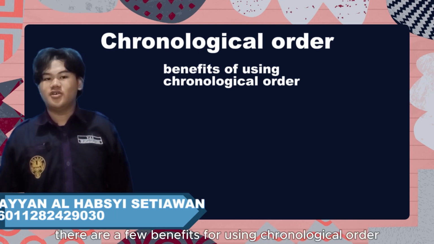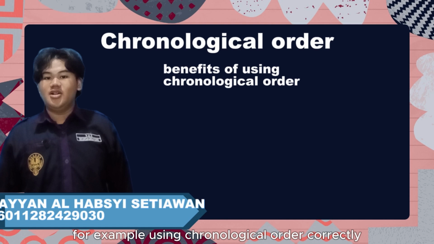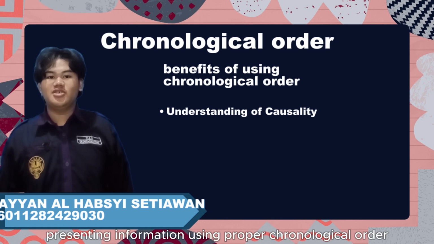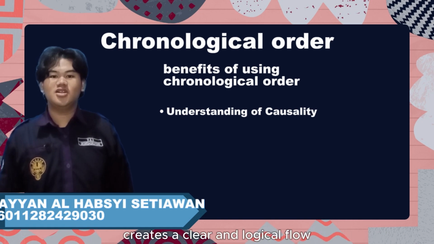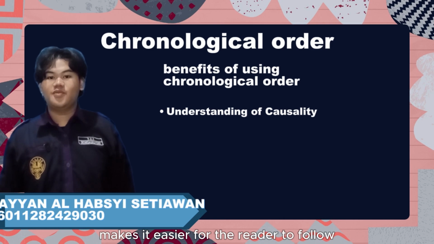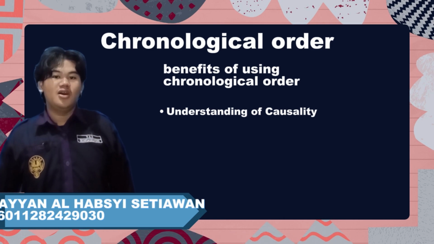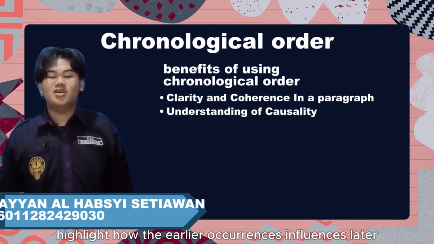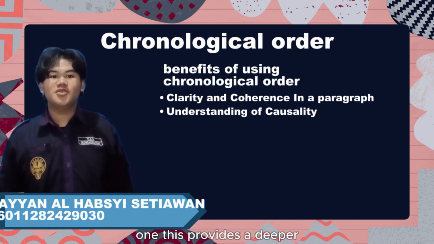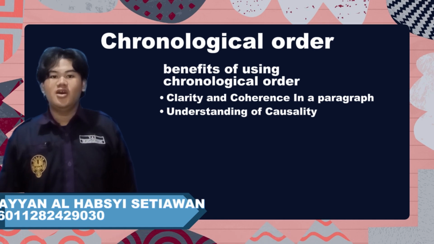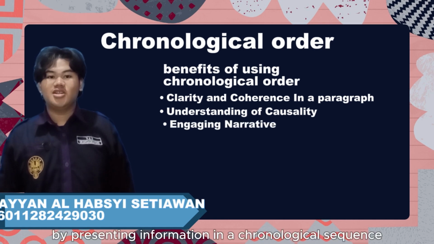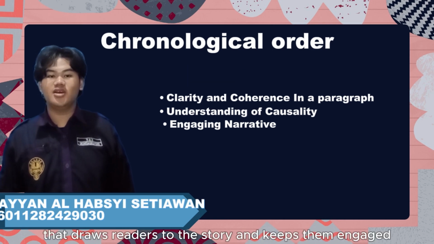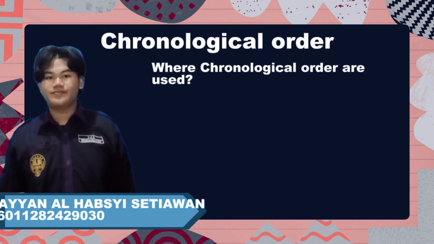Now, there are a few benefits of using chronological order. For example, using chronological order correctly can give clarity and coherence in a paragraph. Presenting information in proper chronological order creates a clear and logical flow, making it easier for the reader to follow the progression of events or ideas. Understanding the causality: chronological order reveals the relationship between events, highlighting how earlier occurrences influence later ones. This fosters a deeper understanding of cause and effect. Engaging narrative: by presenting information in a chronological sequence, writers can create a compelling narrative that draws readers into the story and keeps them engaged.